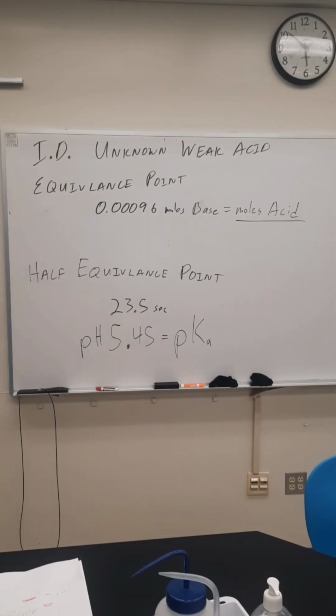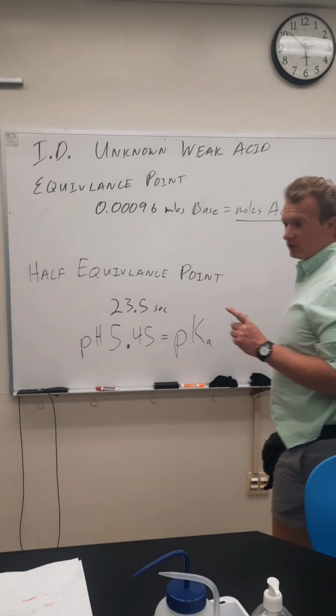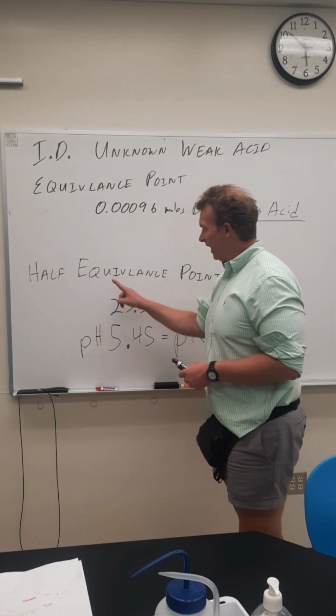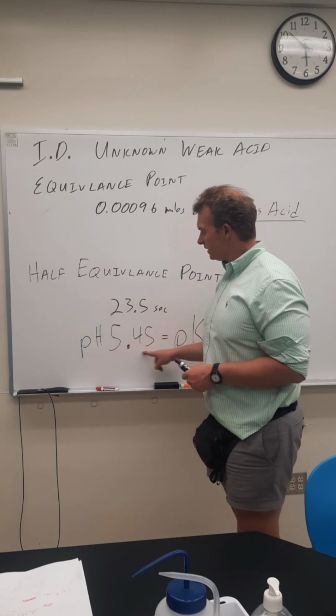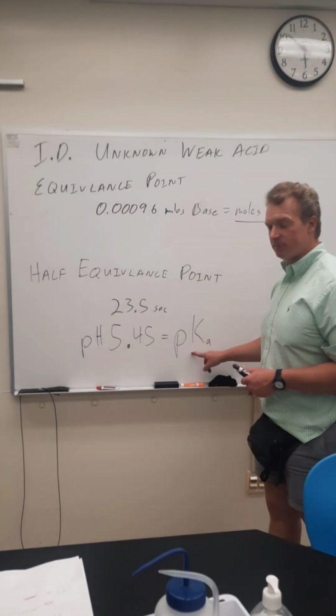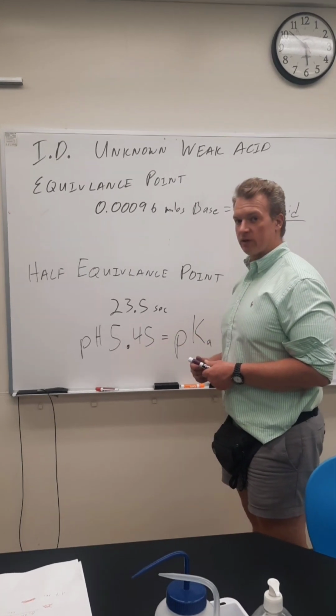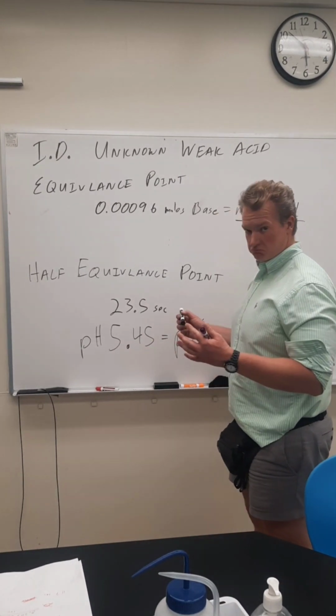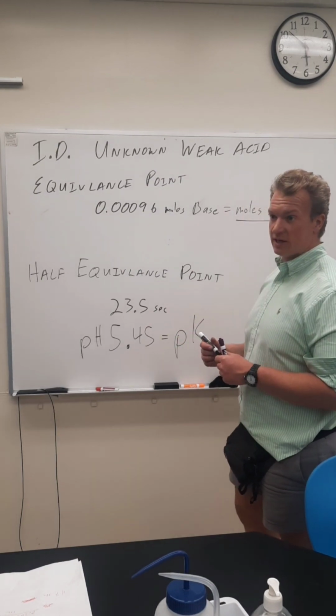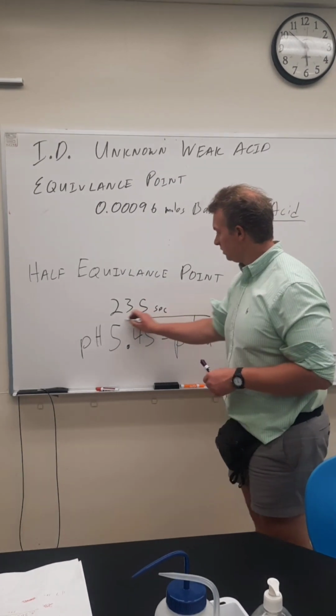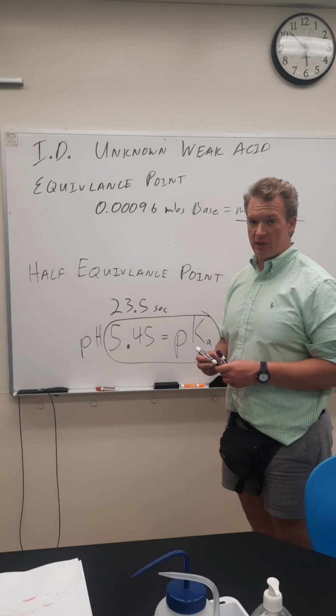Now at the half equivalence point, the ratios of the base and the conjugate acid are equal to each other. So at the half equivalence point, the pH is precisely equal to the pKa. The pKa of the weak acid is 5.45. No units on that because it's a pKa. This is Googleable on Wikipedia.